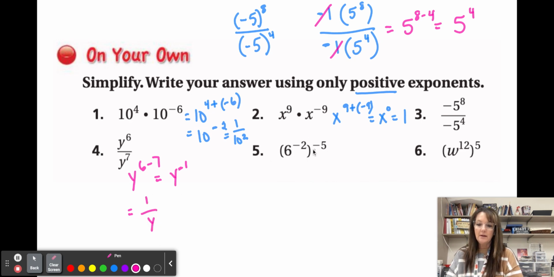Okay, power of products, we're going to multiply these. So -2 times -5, 6 to the +10. And here, 12 times 5 is w to the power of 60. So using all the different powers, and I will be giving you a paper that'll kind of summarize these. It will help greatly for when you're working on them in class. You can kind of use it as an addition to your notes.